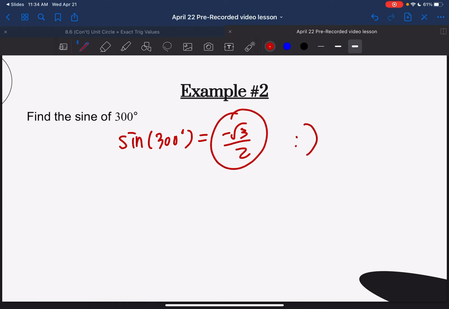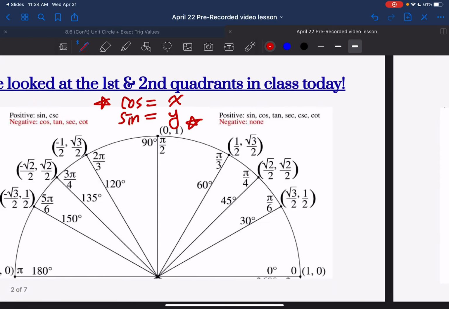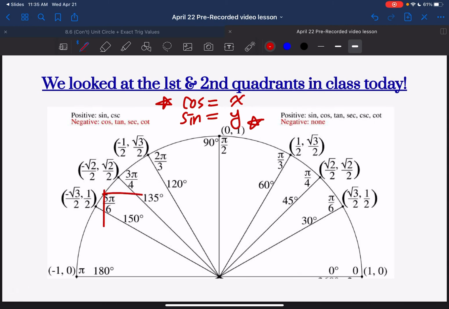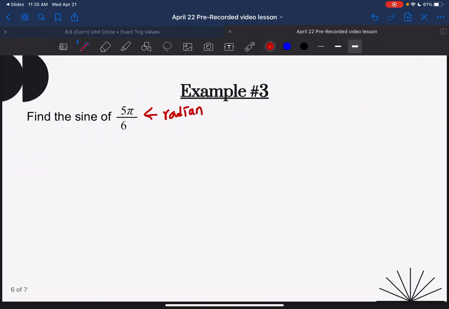And that's it. Last example, find the sine of 5 pi over 6. Okay, now my angle is in radians. It doesn't really matter once we have completed the unit circle. Let's find 5 pi over 6. 5 pi over 6 is here, in the second quadrant. It's actually 150 degrees when you look at it. So in this case, cosine is negative root 3 over 2 and sine is 1 over 2. So going back to example number 3, they're asking for sine, so your answer is positive 1 over 2. Done.